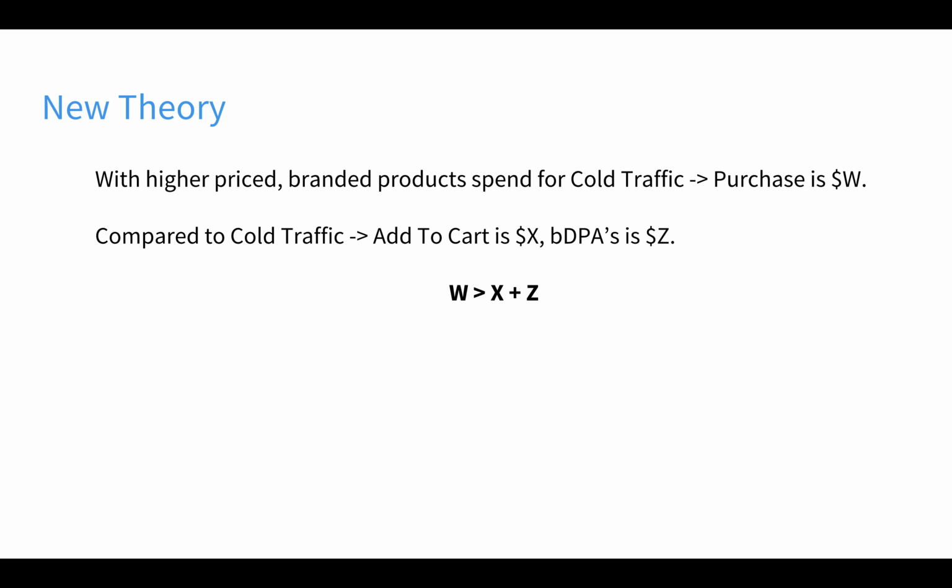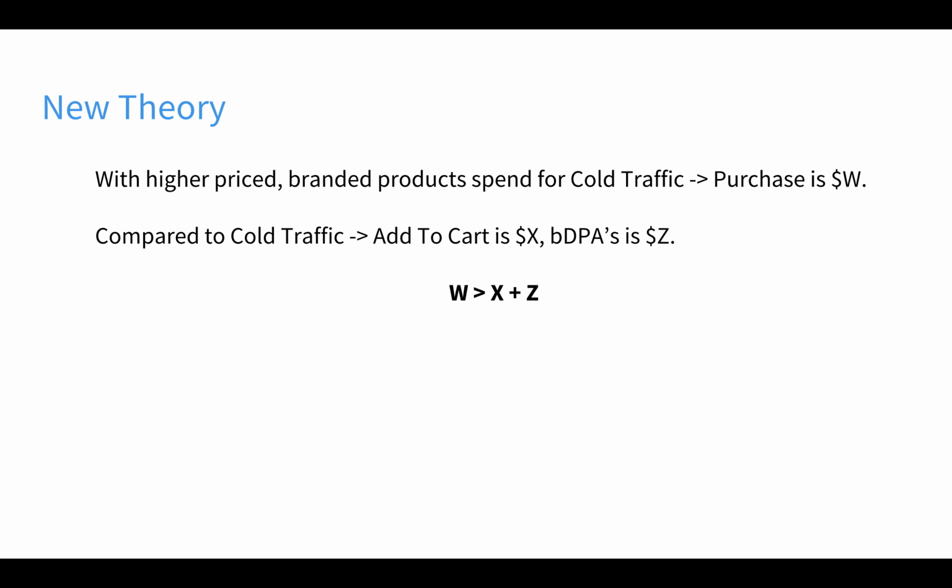Now, the equation here is that the first approach, sending cold traffic optimizing for purchase and not doing anything else, is W. And then if we take X, which is the amount you pay for a view content or add to cart, and then you use branded DPAs, and that value is Z, we're saying that W, the first strategy, is more expensive than the second strategy.